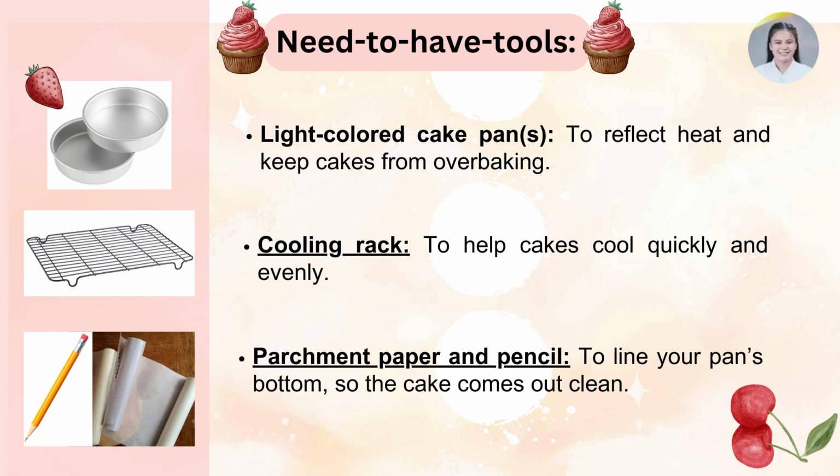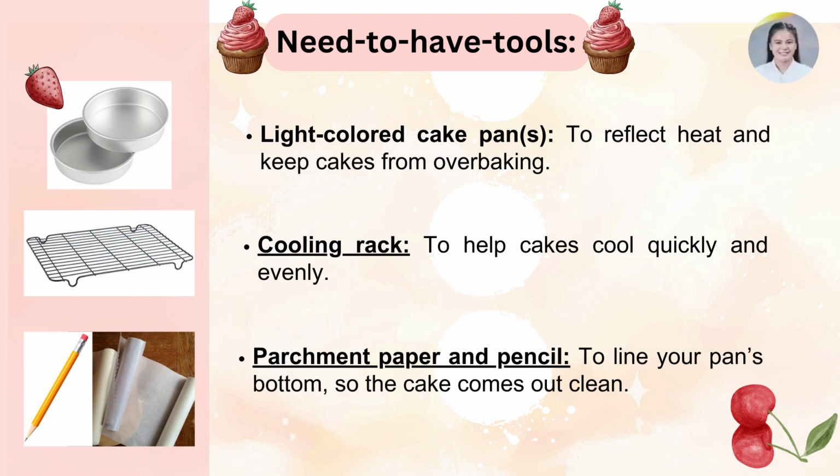Next is the parchment paper and pencil. So parchment paper and pencil can be useful tools in decorating cakes. Parchment paper is a type of non-stick paper that is commonly used in baking to prevent food from sticking to the baking sheet or pan. So it can be used to create a non-stick surface for items like cakes and breads that are baked in a pan.